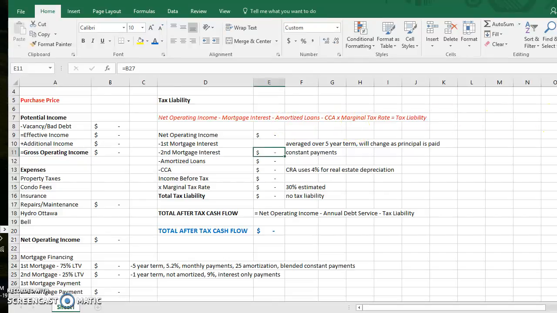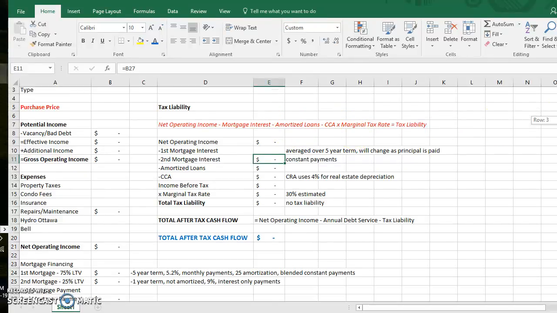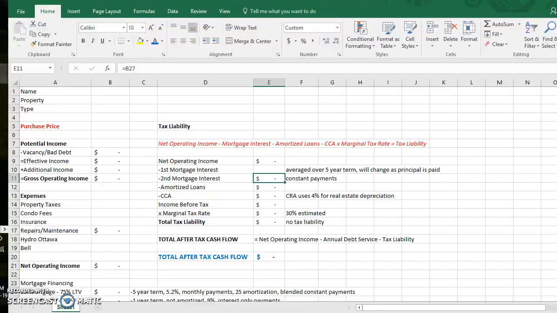Hey everyone, I'm going to show you now how to properly analyze the cash flow of a particular property and help calculate the tax liabilities, with the goal of analyzing the total after-tax cash flow.